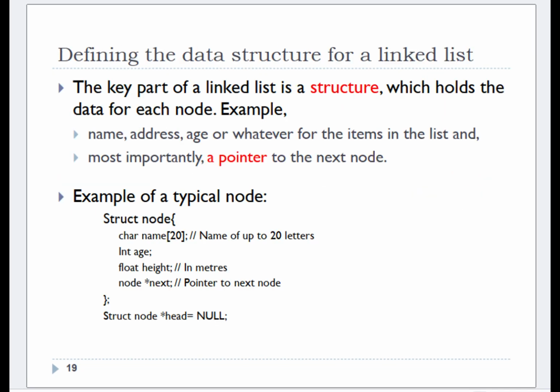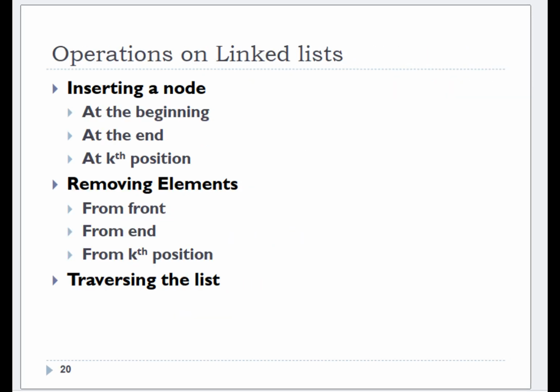Defining the data structure for a linked list. The key part of a linked list is a structure, which holds the data for each node, for example name, address, age or whatever for the items in the list, and, most importantly, a pointer to the next node. Example of a typical node: struct node { char name[20]; /* name of up to 20 letters */ int age; float height; /* in meters */ struct node *next; /* pointer to next node */ }; struct node *head = NULL; 19.